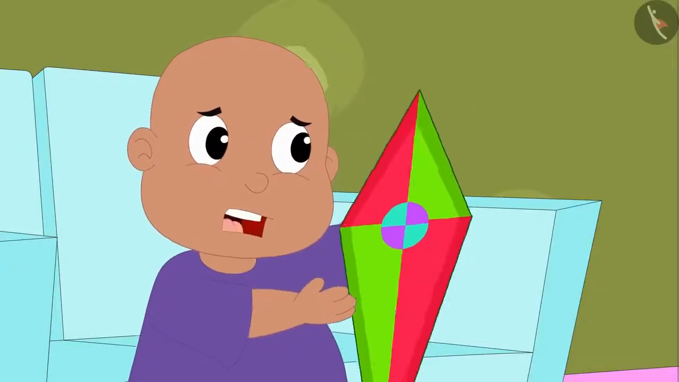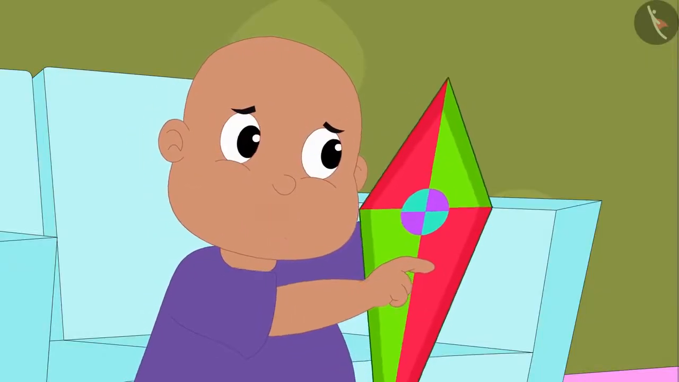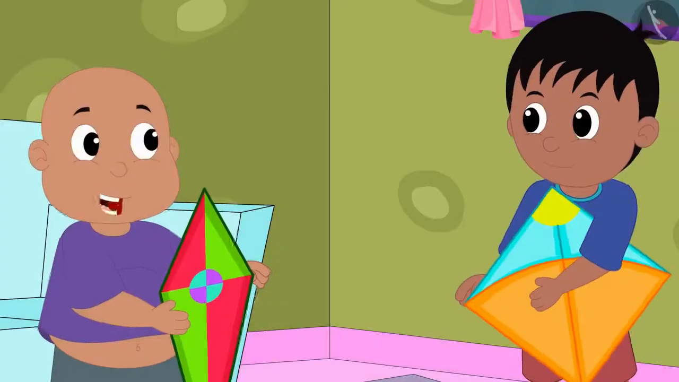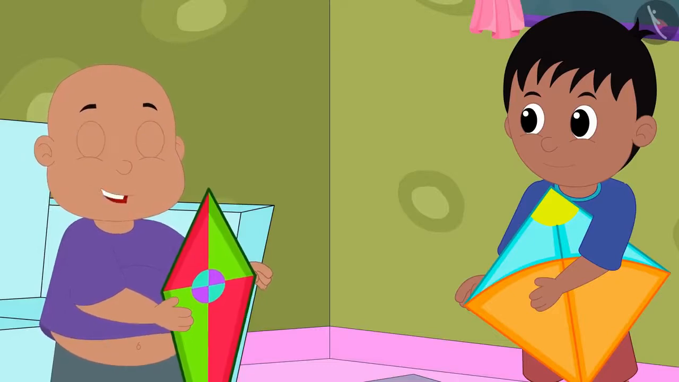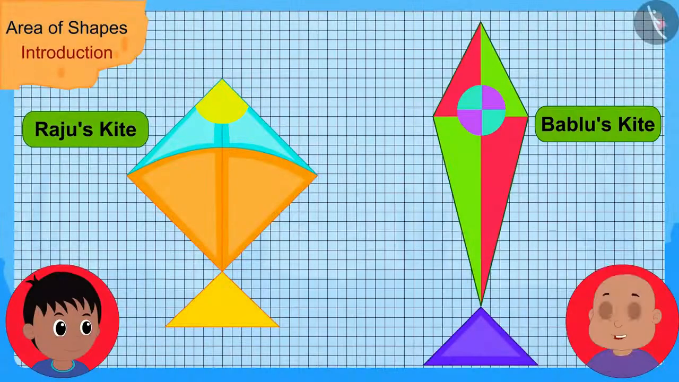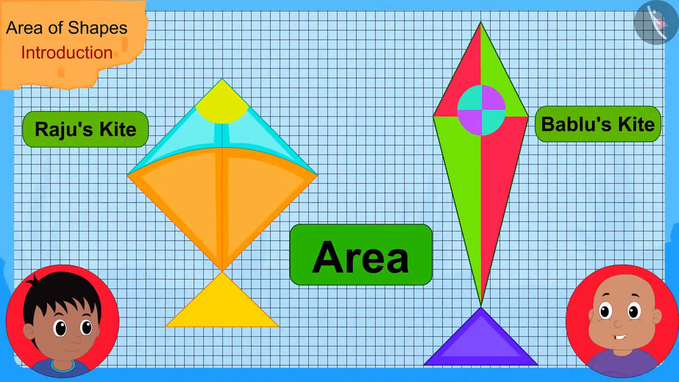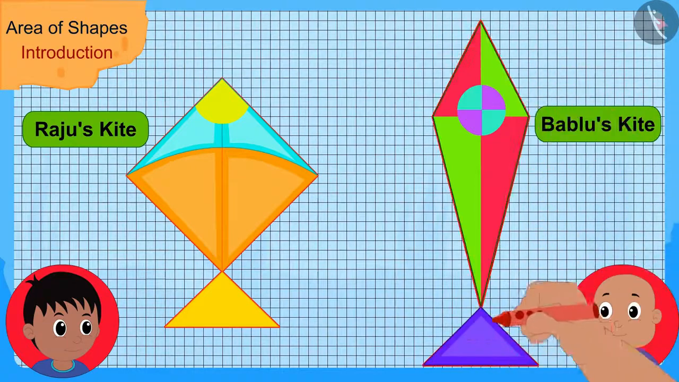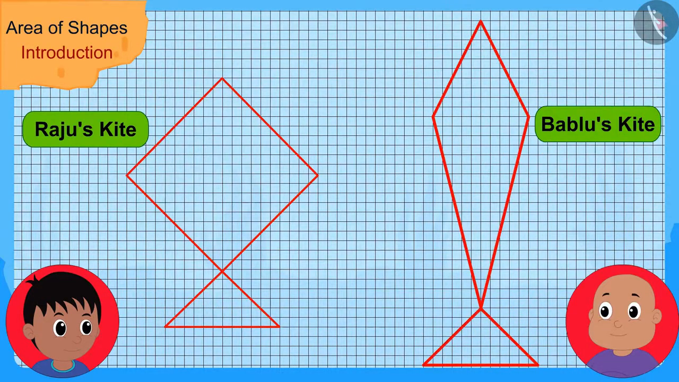No, my kite is bigger than your kite and more beautiful as well. Bablu told Raju. Let us draw outlines of both kites on a grid paper and find their areas. One whose kite has a larger area will have the larger kite. Bablu told Raju. And then he drew outlines of the kites on a grid paper. Raju immediately began to count the number of squares inside the outlines of the kites.